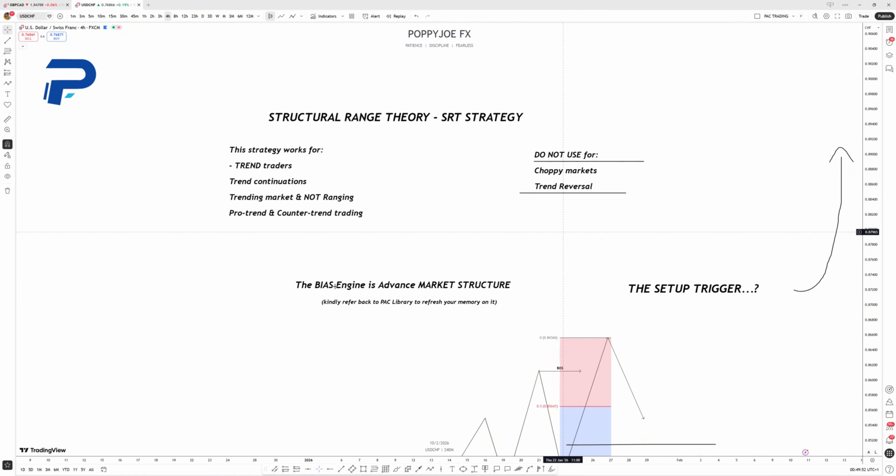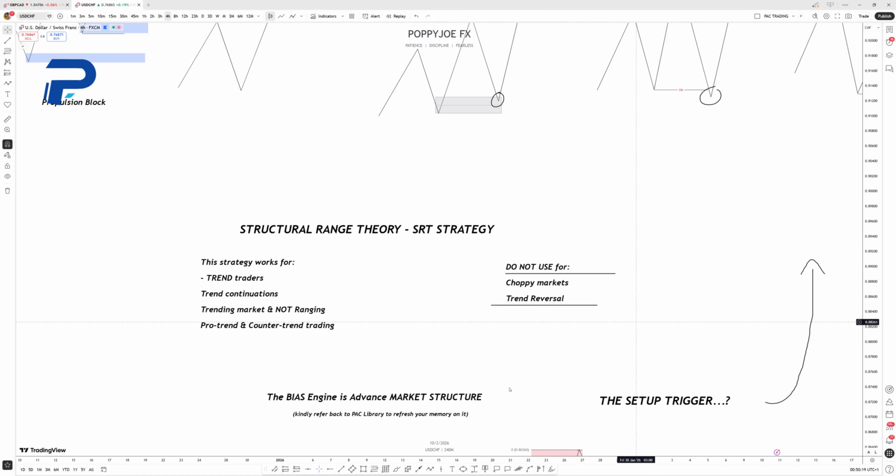Now we have the bias engine, and that is advanced market structure. So if you have not studied the advanced market structure, you can quickly refer back to the PAC library to refresh your memory on it. Okay, and let's go over to the setup trigger. When I mean setup trigger, what exactly must you see before you can say, yes, I have a setup forming, or I have a trade about to emerge, right? So let's take a look at the setup triggers.